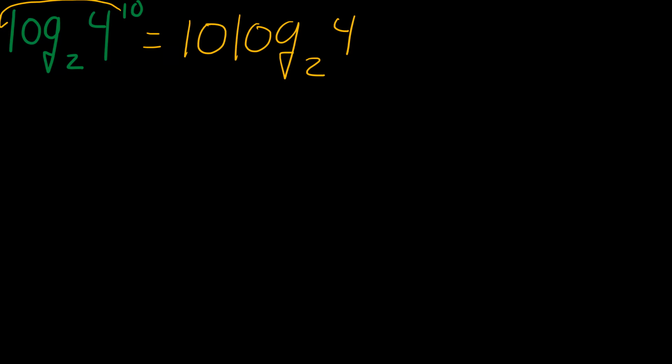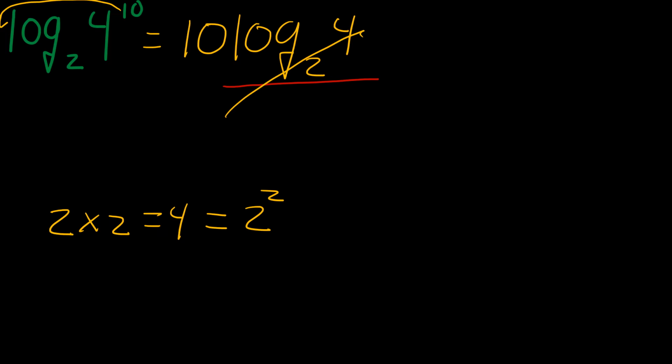Now the next thing we have to do is evaluate log base 2 of 4. So this is stating 2 to what power is 4? And if we didn't know, we can just keep multiplying 2. So 2 times 2 is equal to 4, but that's also equal to 2 squared because we use two 2's. Therefore, log base 2 of 4 is simply just going to be 2. But I still have that 10 out in front, so it's going to be 10 times 2, which is 20.